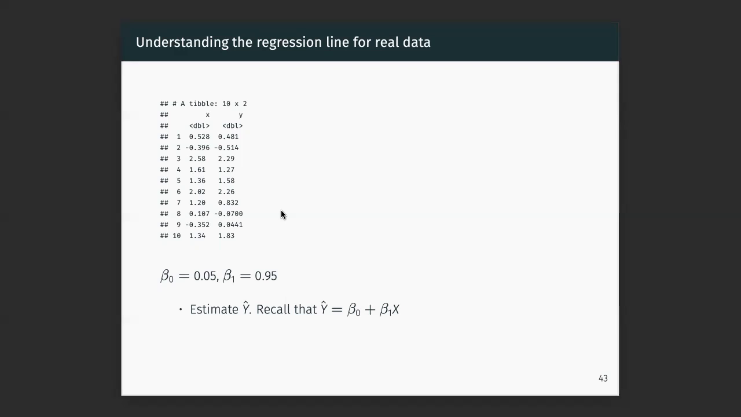Beta 0 is what? Okay, 0.05. Beta 1, 0.95. X1 is equal to, what's the x in row 1? 0.53. So let's do the math. What is y hat for 1? 0.05 plus 0.95 times 0.53, whatever that is.